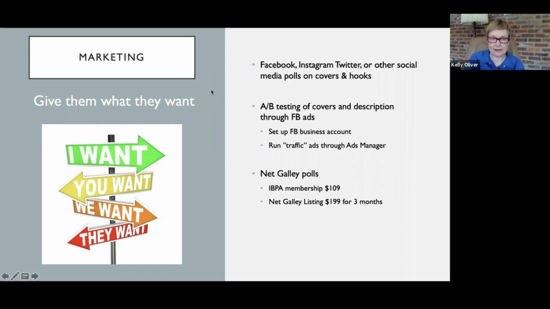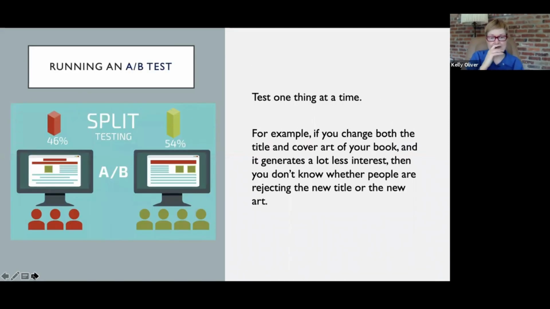So that's marketing. Give them what they want, and figure out what they want through A/B testing. As I said, it's important when you're A/B testing to test one thing at a time, or you're really not going to know what information your A/B test is giving you. I'm actually kind of naughty this way, and I know I'm supposed to do this, but sometimes I try to test a lot of things at once. But this is what you're supposed to do.